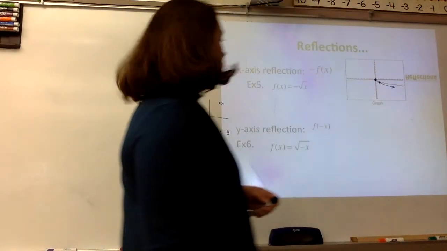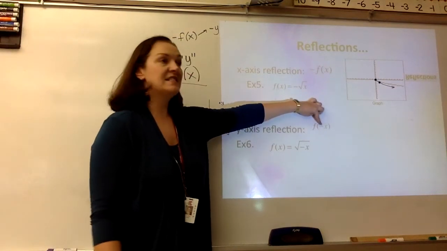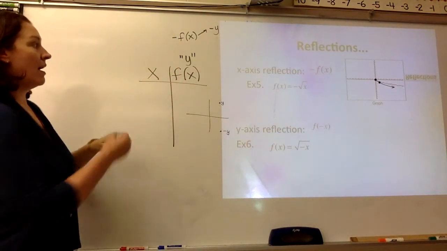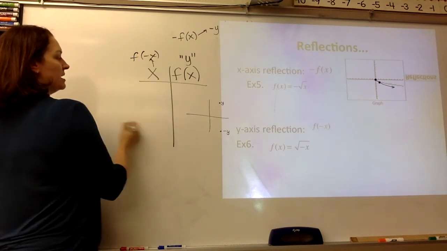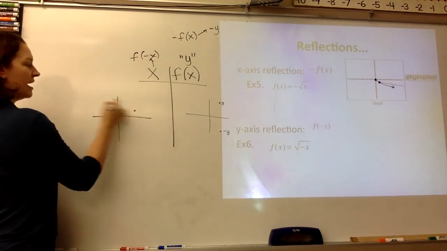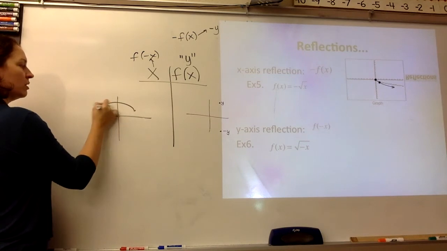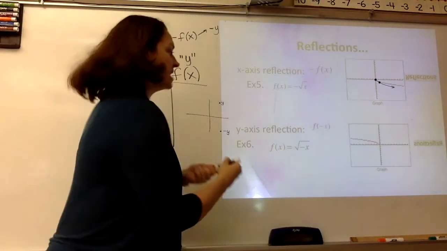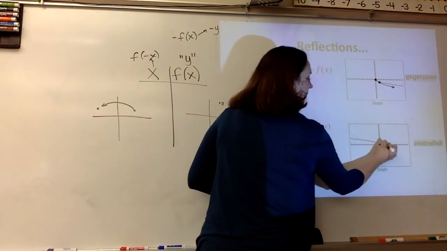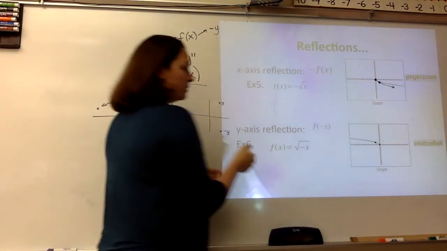A y-axis reflection, notice the negative is taking x. So now I have f of negative x, which means that I'm taking the graph from positive x to negative x. I'm swooshing it over, switching it this way. So if I look at that with my square root, instead of going right one, up one, I go left one, up one, and swoosh back to the left.